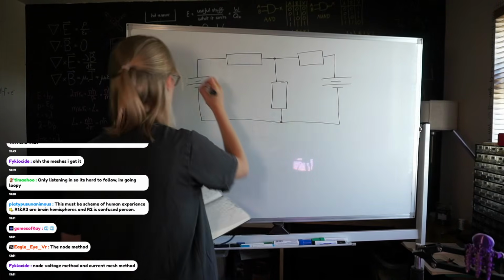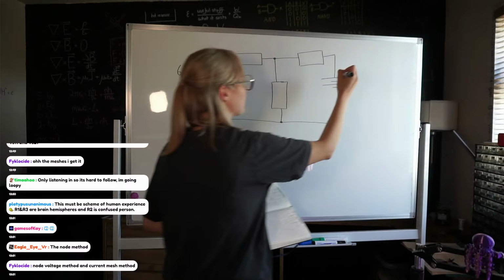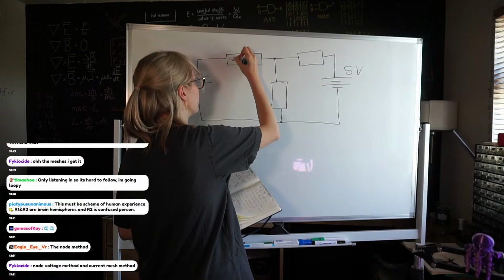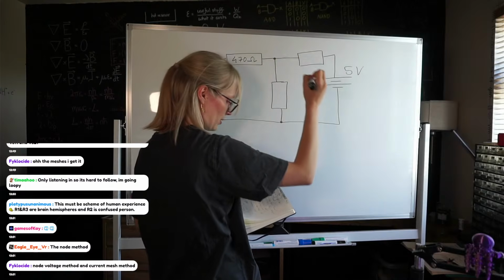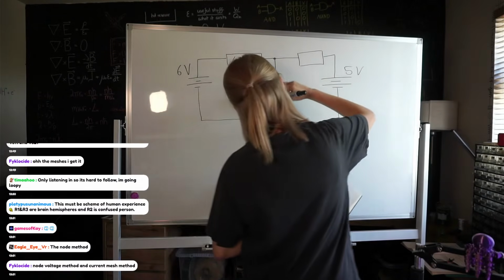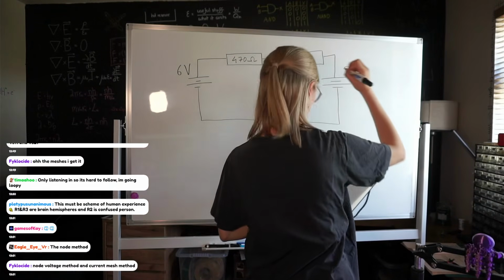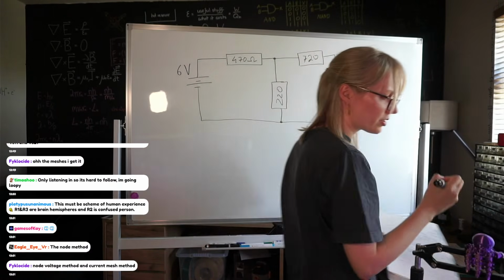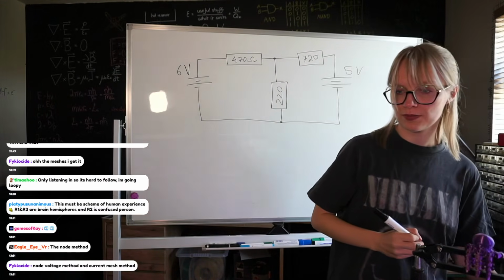Let's say this is 6 volts, 5 volts. Let's say this is 70, this is 220, this is 720. Actually, I'm not sure. Does a 720 resistor exist?